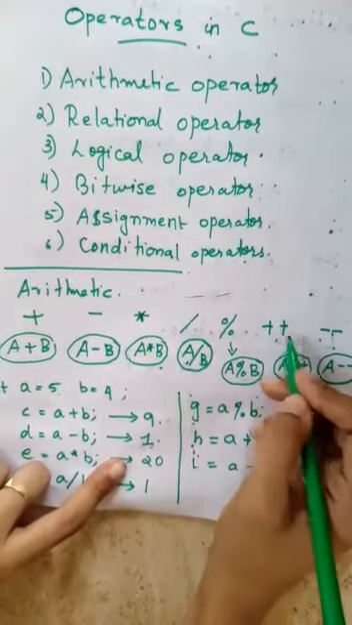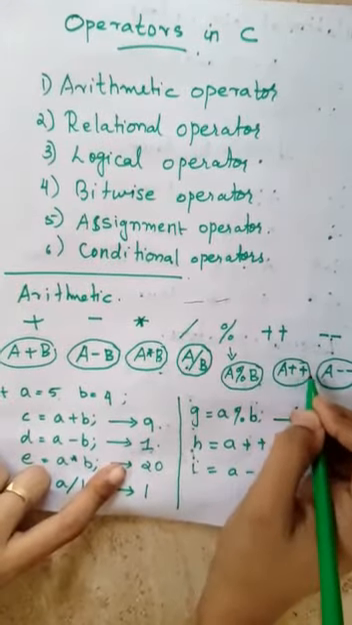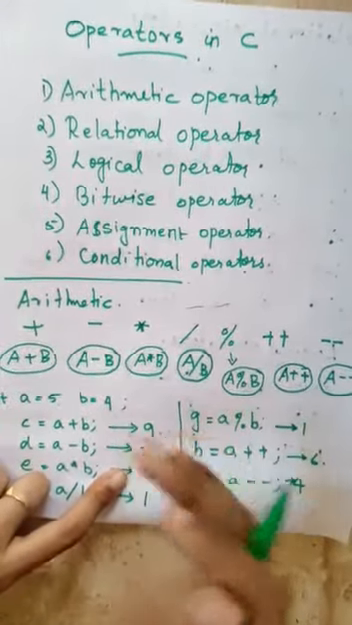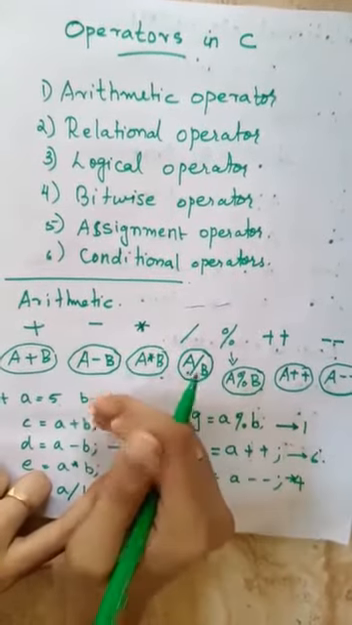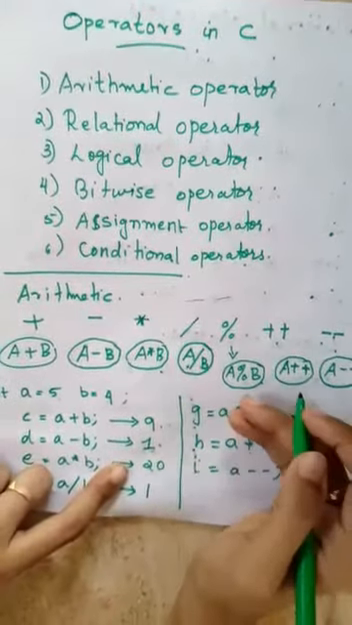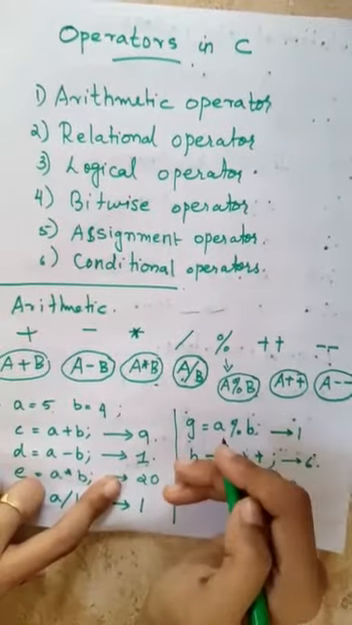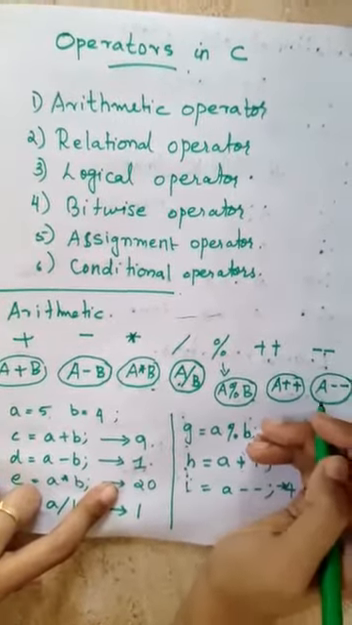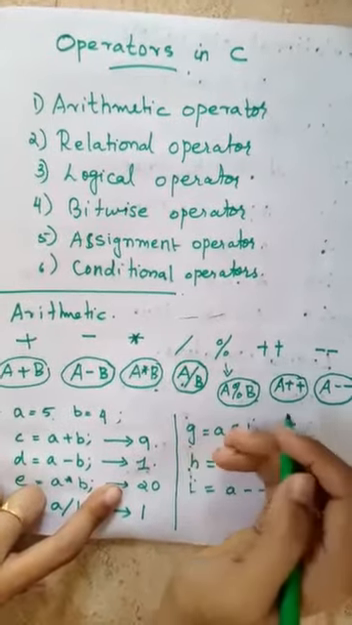Then this is the increment operator, plus plus. If we give A plus plus, it will increment the value of A. Suppose the value of A is 5 at present and we give A plus plus, it increases the value to 6. Similarly, A minus minus will decrement the value of A. If A is 5, it decreases the value to 4 on giving A minus minus.